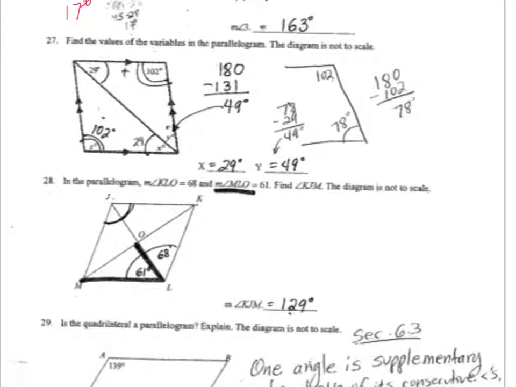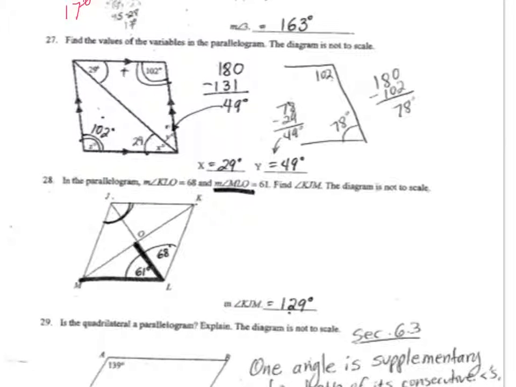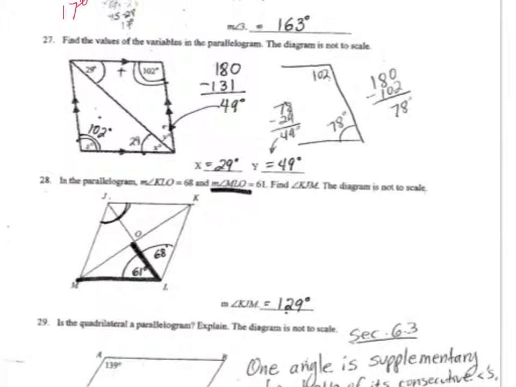Yes. Number 27, here you can do it different ways, okay? If you add 29 plus 102, that is 131, subtract from 180, that gives you the measurement of angle Y, which is 49. So add them up, subtract from 180, that's Y. Now X, since these two sides are parallel, these two angles by alternate interior angles are congruent. And by opposite angles, Z is the same as the one opposite. 29 plus 102, subtract from 180, gives you the Y.